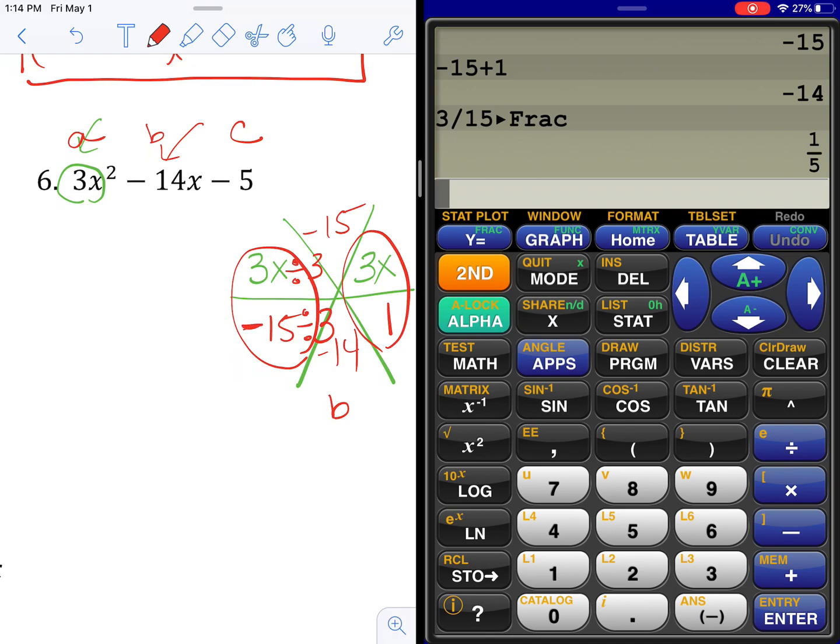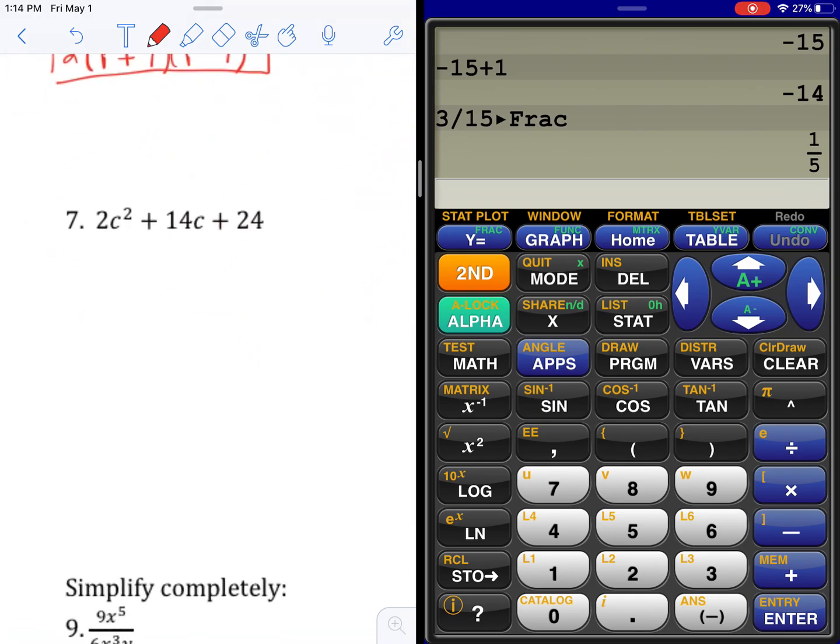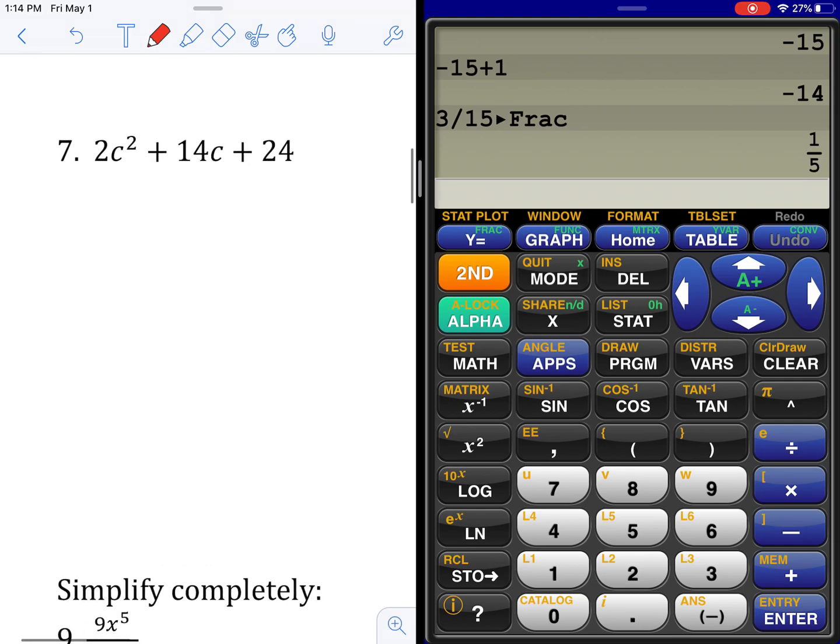Because of that negative, I didn't type in that negative, but that's okay. So 3x divided by 3 is x, negative 15 divided by 3 is negative 5. And then you have your 3x plus 1, and that is your final answer. All right, moving on to number 7.